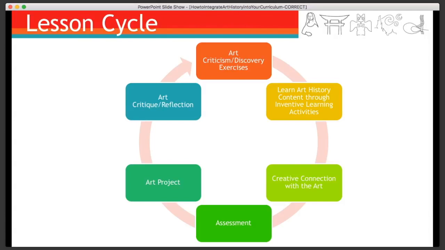It usually takes about 2 to 3 weeks per unit to get through everything. I usually do at least a week of the art history, art appreciation side before we move on to the project.